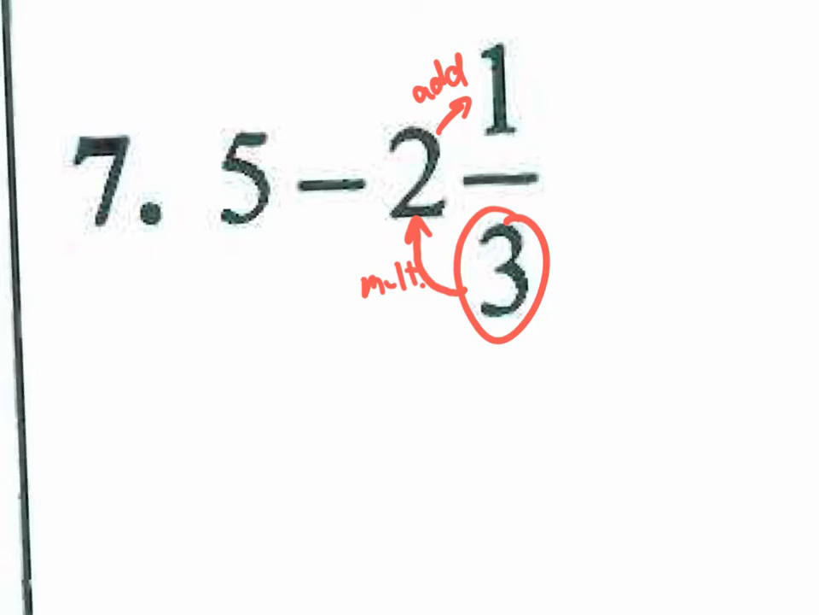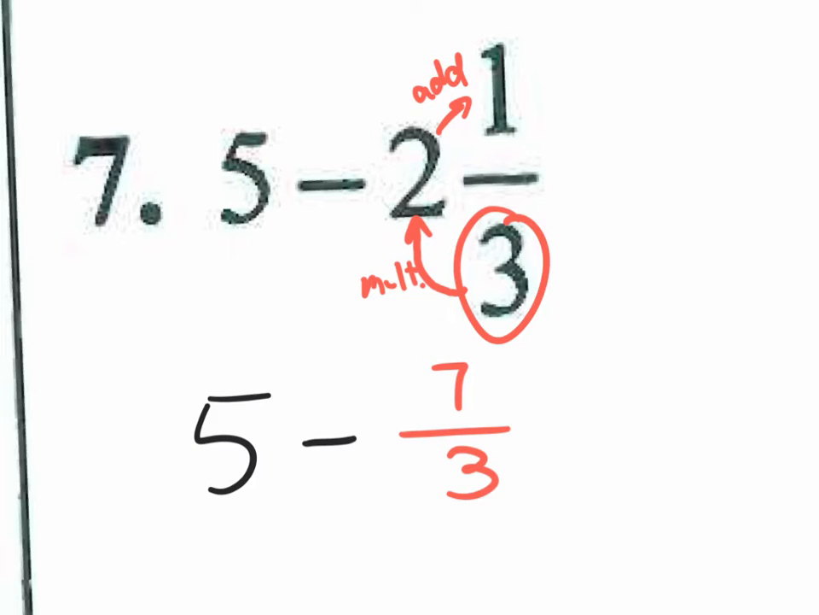So let me rewrite this problem. I have a 5 out in front, I have a minus sign, and the new fraction as an improper fraction is 7 over 3. Now that makes total sense because 7 divided by 3 goes in 2 times. You have a remainder of 1 over the original denominator 3. I hope we remember how to change mixed numbers into improper fractions.